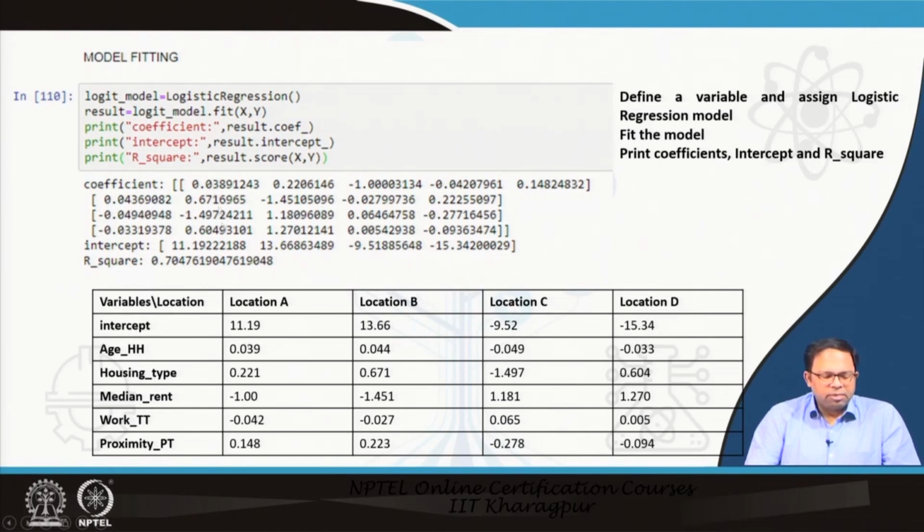The first is the intercept, and then age, housing type, median rent, walk travel time, and proximity. We can get the proximity values like 0.148, -0.42. We can also interpret the signs and check if those are consistent or not. For location A, this is how it has come, and likewise for locations B, C, D and so on. So this is how we can use Python to develop our logistic regression model or multinomial logistic regression model. We can see the printed R-square value, which is 0.7, a pretty good fit, and we can print the results in this particular way.